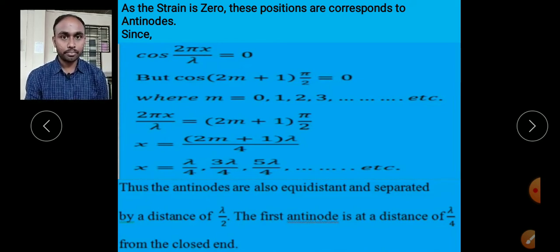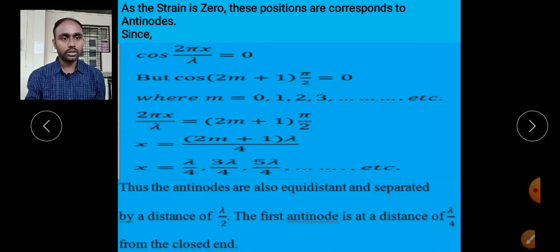Since strain is minimum, these points are antinodes and these are the positions of antinodes. And if we want to find the distance between any two successive antinodes, we take the difference between them. So, 3 lambda by 4 minus lambda by 4 is again lambda by 2, 5 lambda by 4 minus 3 lambda by 4 is also lambda by 2 and so on. Thus, antinodes also are equidistant and are separated by the distance lambda by 2.